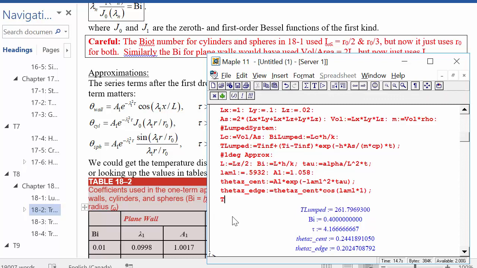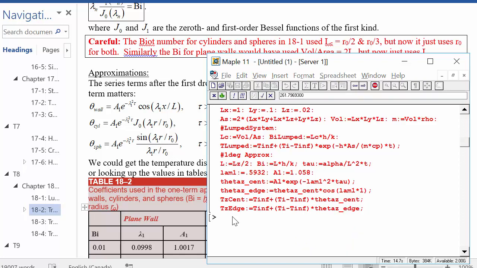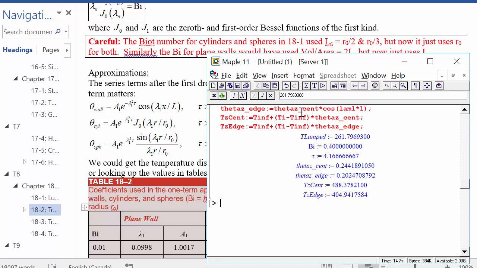So T z center is going to be that times theta z center. T z edge is the same thing, with theta z edge. So remember that theta is the dimensionless temperature, which is the temperature minus the free stream temperature divided by the initial temperature minus the free stream temperature. So rearranging that, we can calculate what these temperatures are at the center and the edge.